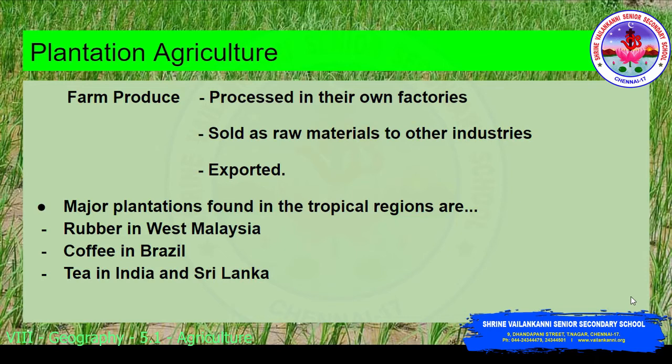The major plantations in the tropical regions are the rubber plantation in West Malaysia, coffee in Brazil, and tea in India and Sri Lanka.